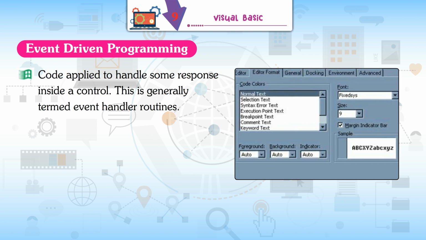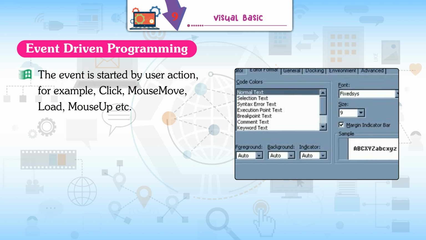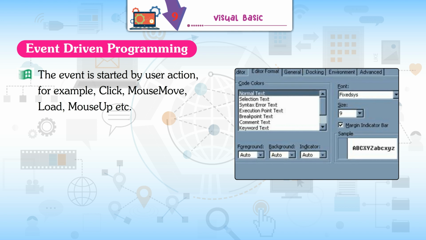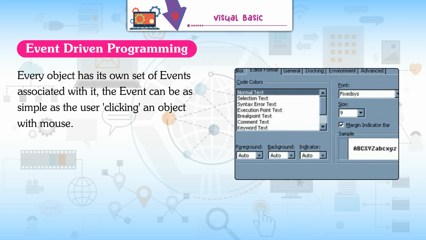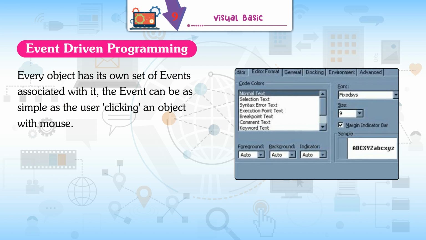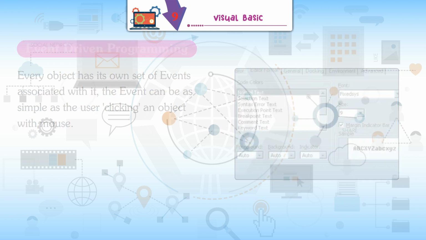This is generally termed event handler routines. The event is started by user action, for example, click, mouse move, load, mouse up, etc. Every object has its own set of events associated with it. The event can be as simple as the user clicking an object with a mouse.